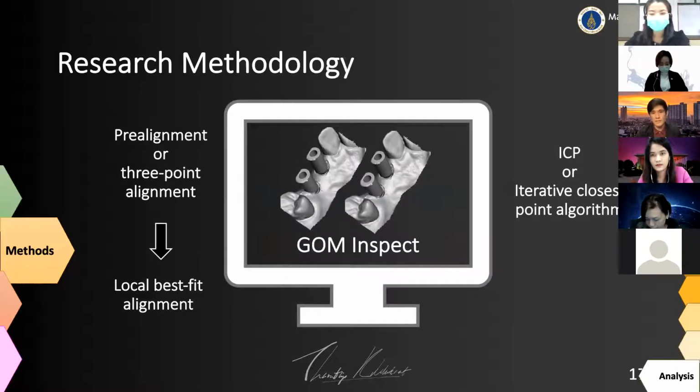The two data sets have been superimposed by using two steps of superimposition. The first one is pre-alignment or 3-point alignment. And after that, local best fit alignment to confirm that it is completely superimposed by using an ICP, or iterative closest point, algorithm. This process has been performed in the GOM Inspect software, which is a reverse engineering software.